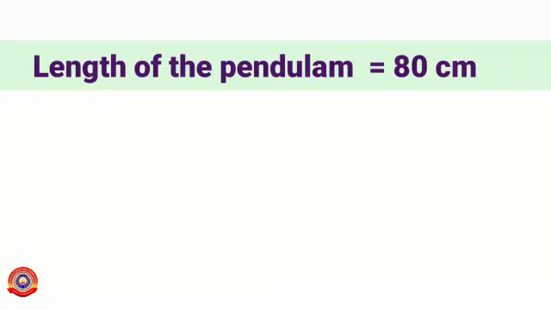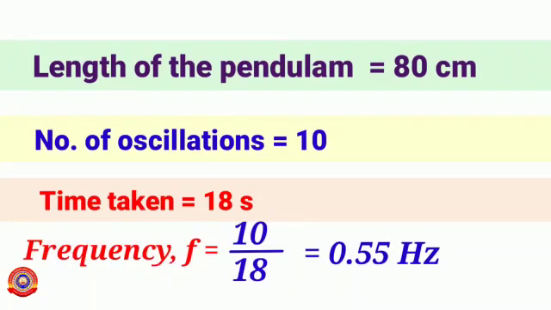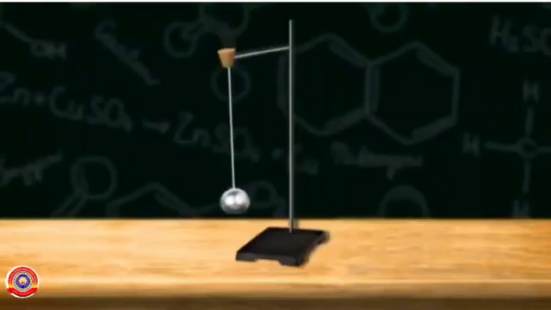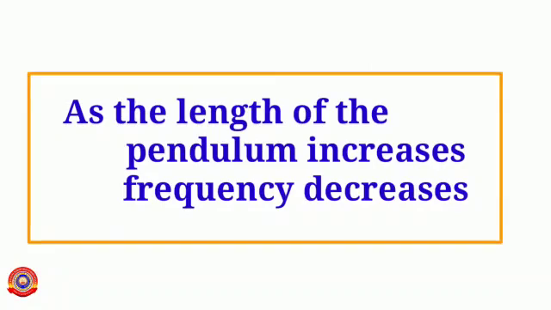Then change the length of the pendulum to 80 cm. If the time taken for 10 oscillations is 18 seconds, then frequency equal to 10 divided by 18. That is equal to 0.55 Hertz. What do you understand from this? Yes, as the length of the pendulum increases, frequency decreases.